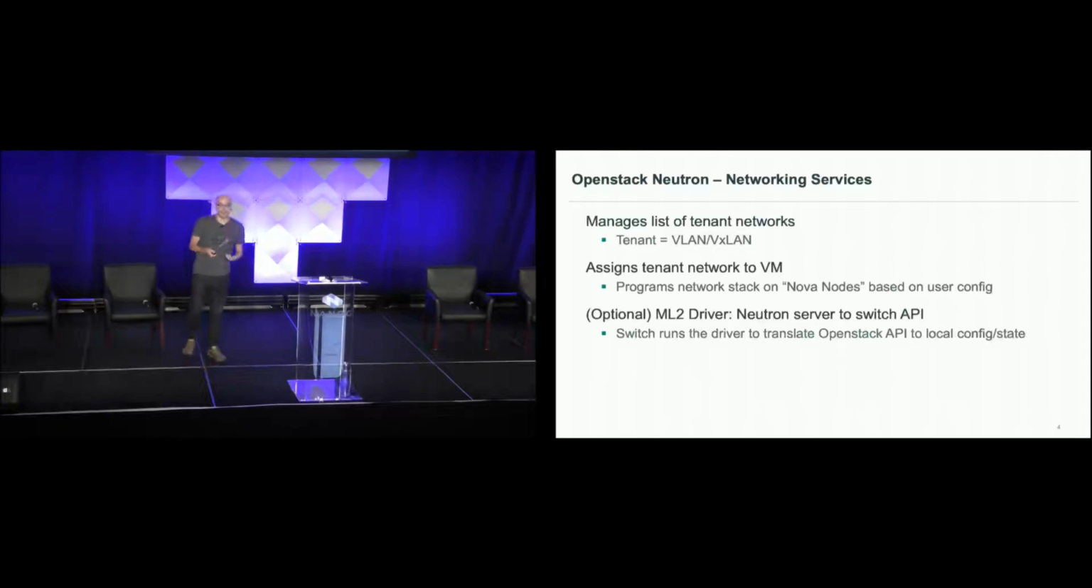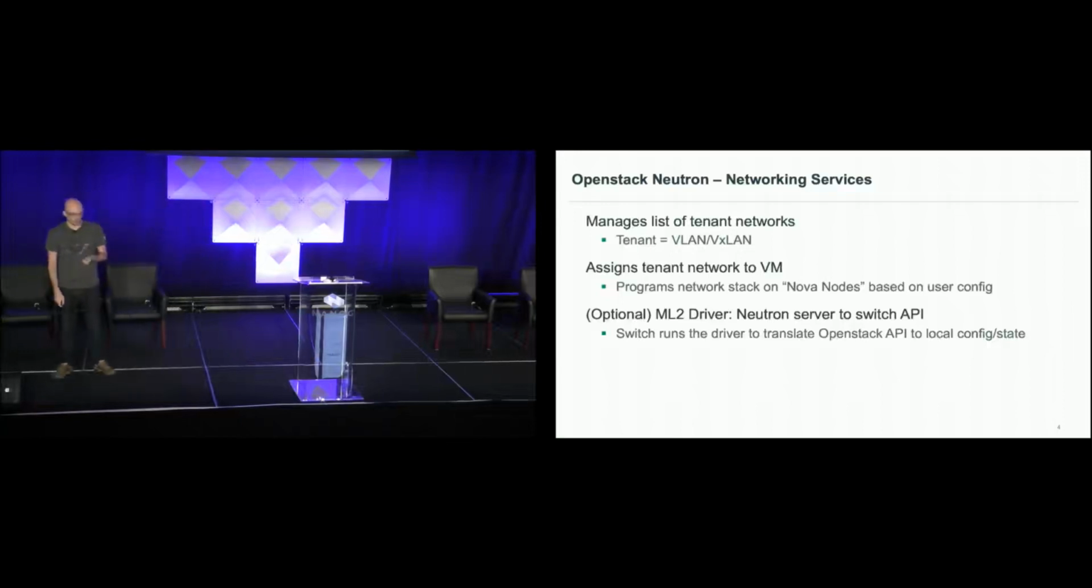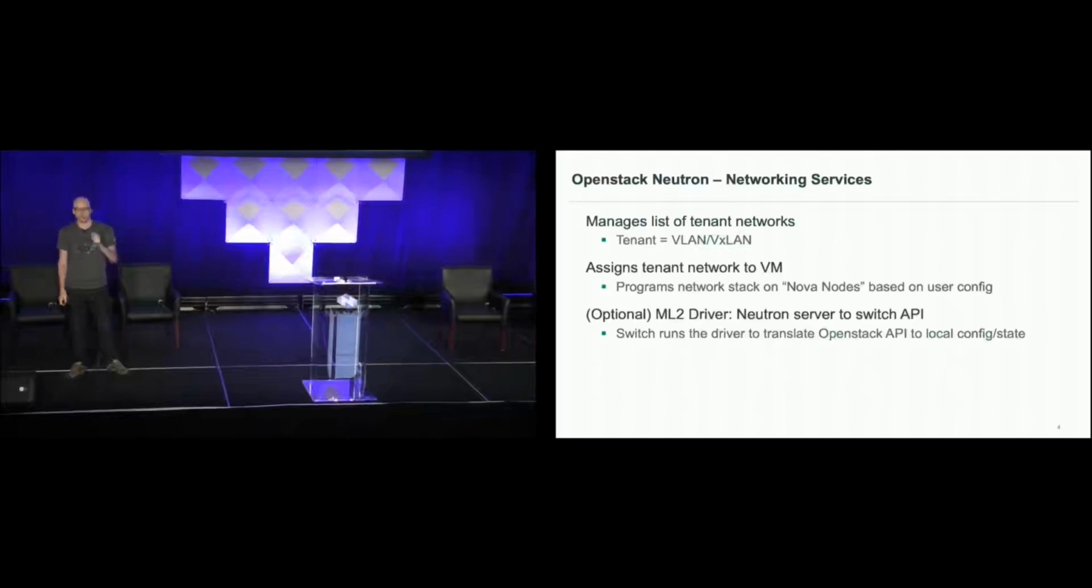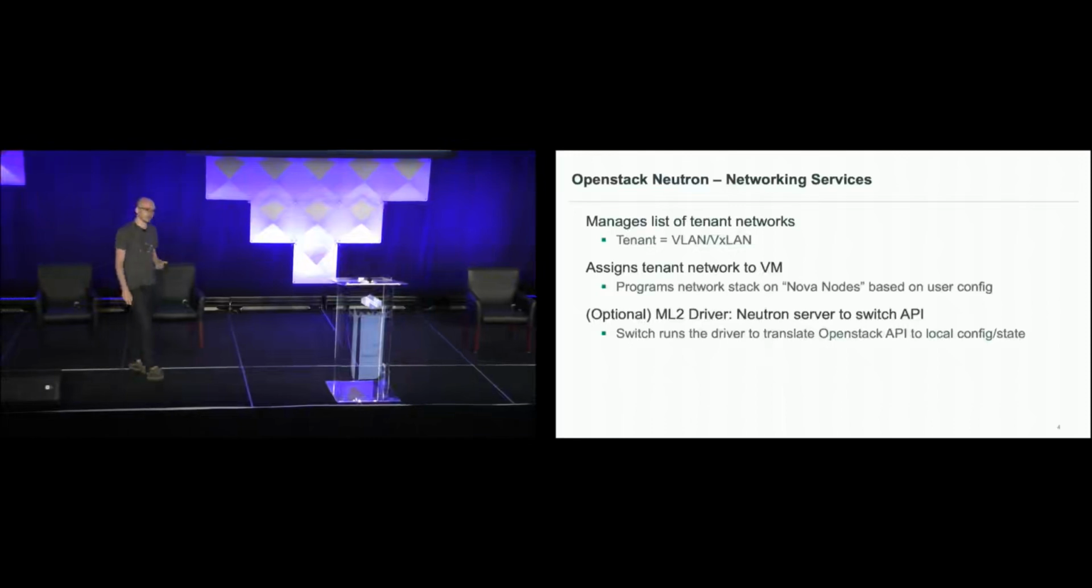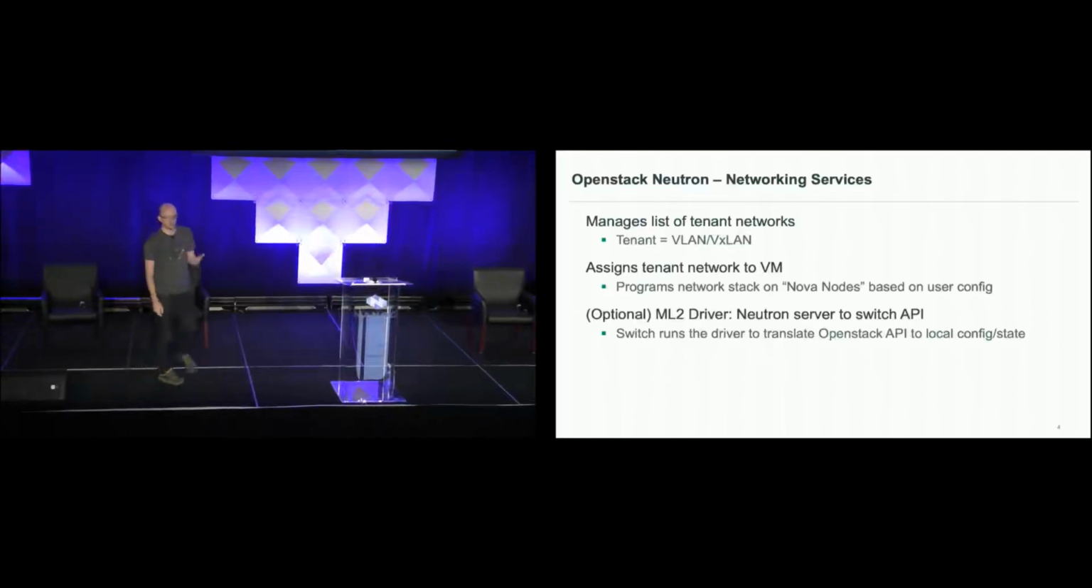Optionally, I can have an ML2 driver, or the modular layer 2 plugin driver. And this allows a Neutron server to talk to a physical switch and provision VLANs or VXLANs through a common API. This ML2 driver is provided by the vendor. This is not an Openstack thing. So Cisco builds an ML2 driver, Arista builds one, Cumulus builds one. Everybody builds their own driver to talk to their own network devices.